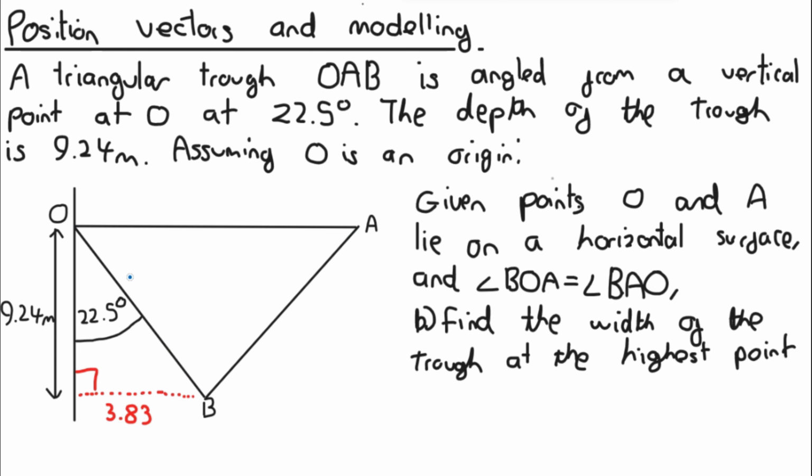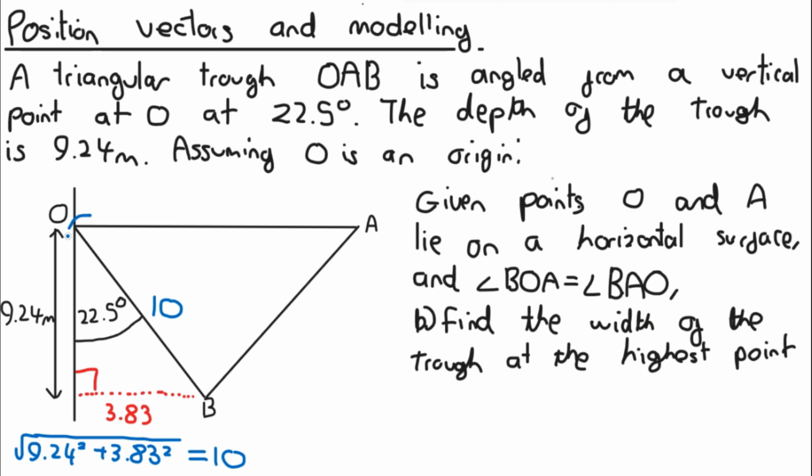Well, first of all, we can figure out the length of this line here, because we have this, and we have a right angled triangle, so therefore we can use Pythagoras. So we can do the square root of 9.24 squared plus 3.83 squared. And if you put that into a calculator to 2 decimal places, that just gives out 10. So this here is going to be 10.